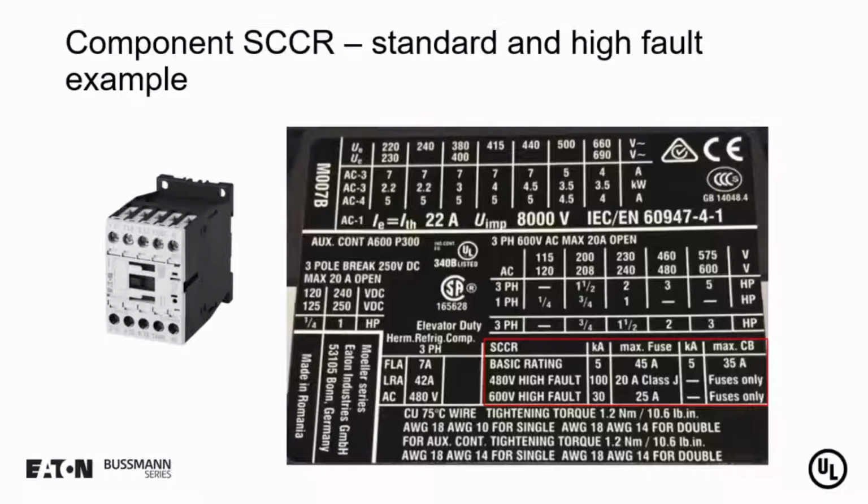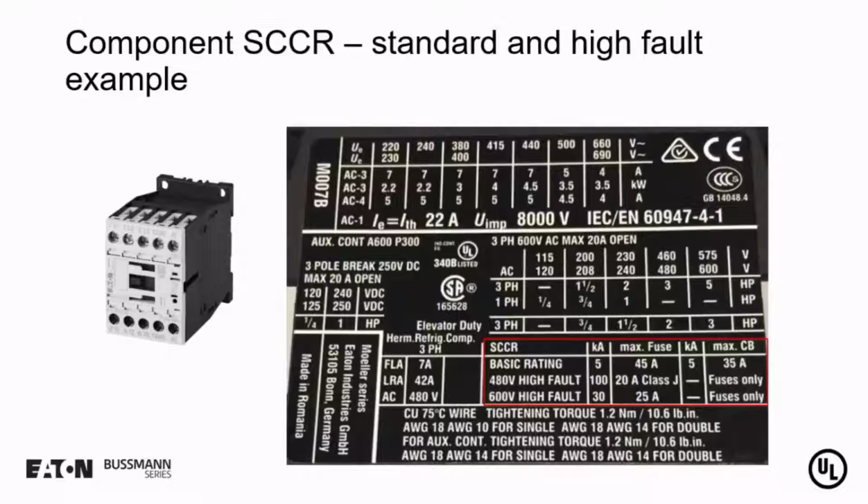And here we see an example of a high fault rating. So for instance, this motor controller, the basic rating is only 5 kA with a maximum 45 amp fuse or a 35 amp circuit breaker. However, if you want to apply it at a high fault, we have a high fault rating at 480 volts of 100 kA, provided we have a 20 amp class J fuse or less. If we want to increase that voltage to 600 volts, we would have a rating of 30 kA at 25 amps. And again, that should say really 25 amp class J.